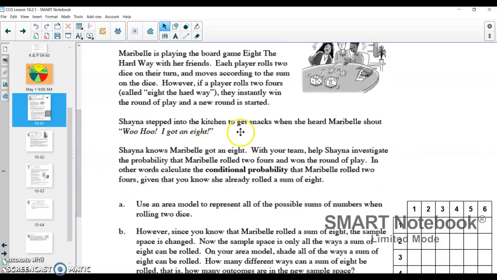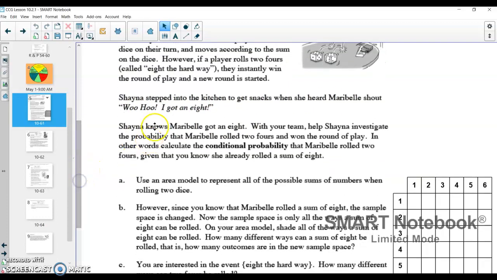Shayna stepped in the kitchen to get a snack and heard Maribel shout, "Woohoo, I got an 8." Shayna knows that Maribel got an 8. With your team, help Shayna investigate the probability that Maribel rolled 2 4s and won the round of play. In other words, calculate the conditional probability that Maribel rolled 2 4s, given that you know she already rolled a sum of 8. So this is going to introduce that idea of conditional probability because we know that she rolled a sum of 8, but we don't know if she rolled 2 4s. So we know an event already happened, but what's the probability that she actually rolled 2 4s?